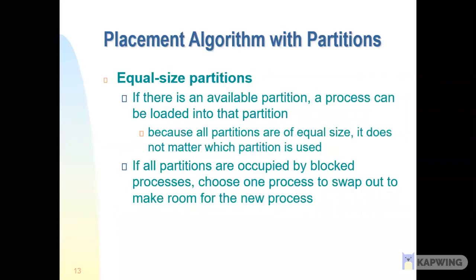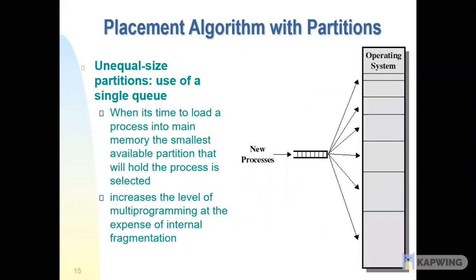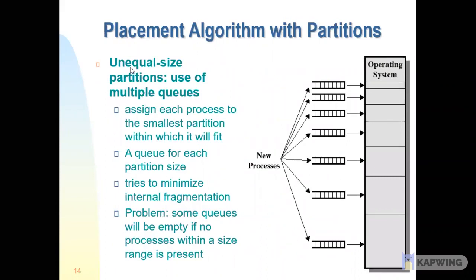So there are some algorithms: equal size partition and unequal size partition. Okay, there are two types of placement algorithm with partition. Unequal size partition uses multiple queues. Now here 1 MB, 2 MB, 4 MB, 8 MB, 8 MB, 16 MB, 32 MB, whatever it may be. This is the size of the fixed partitions. Assign each process to the smallest partition within which it will fit. So here, if it is a 0.5 MB process, it will go into a 2 MB partition. So there will be less internal fragmentation.